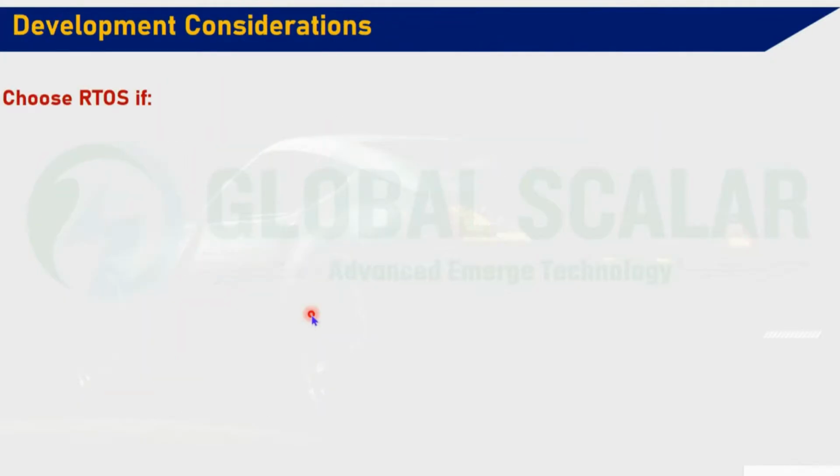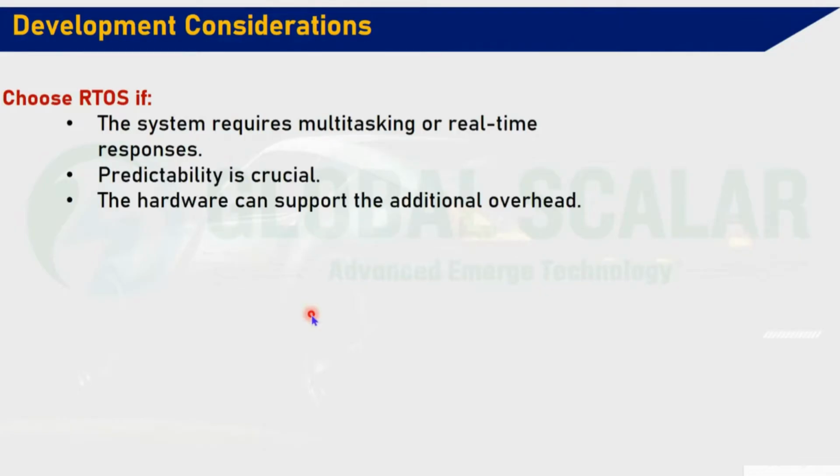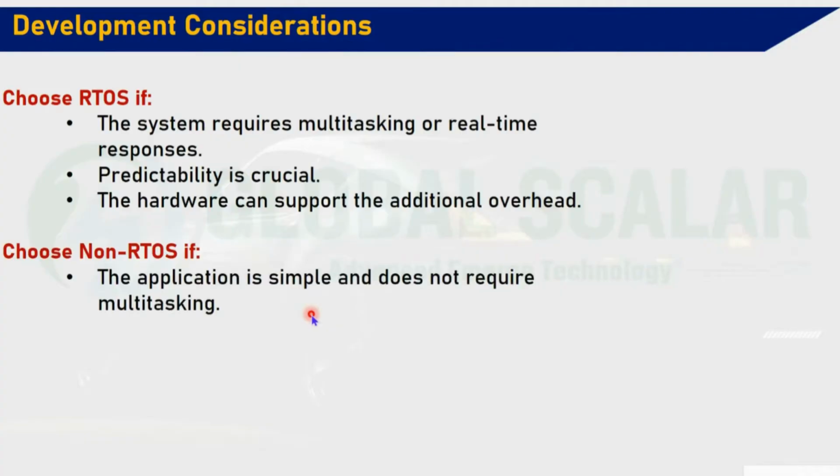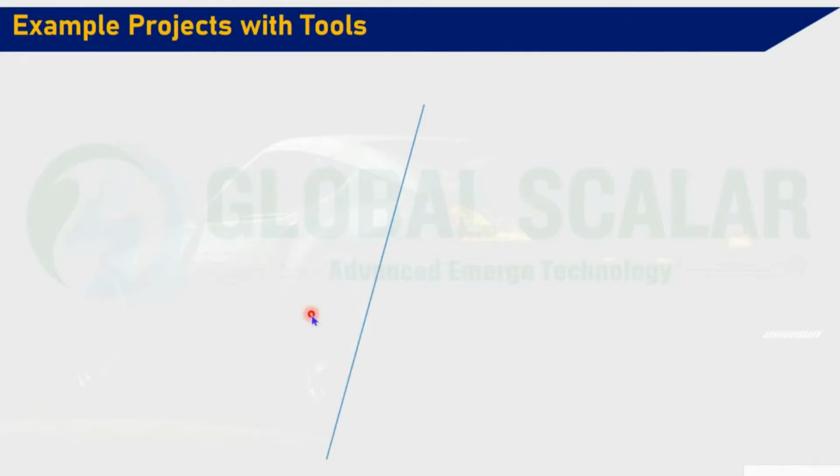How do we choose between them? Choosing an RTOS: the application requires multitasking or real-time response, how critical the periodic timing is, and whether the hardware is able to support the additional overhead. That should be considered. And choosing a non-RTOS: the application is simple and doesn't require any multitasking, cost and power supply are key constraints, and time requirements are not critical.